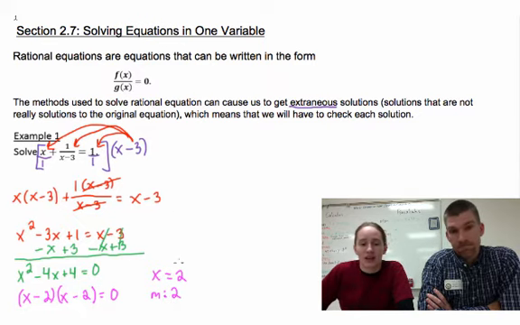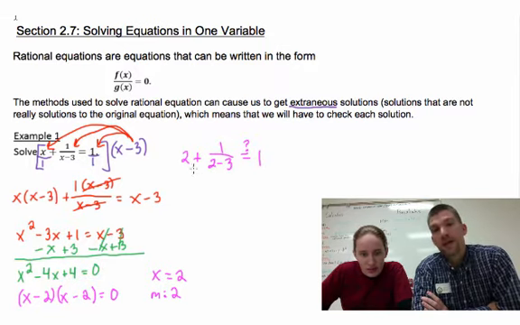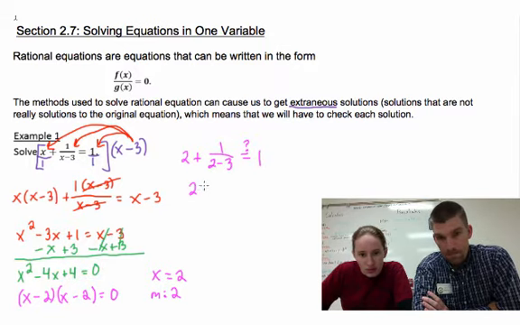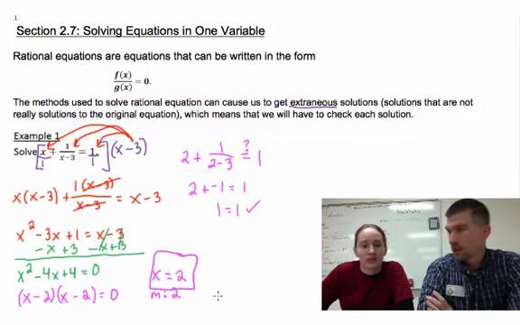Okay, so what we need to do is go back and check this to see if it really is a solution in our original equation. So we plug in a 2 everywhere that x was. We want to know if it's actually equal. That's what we're trying to figure out. So just work this out real quick. 1 over 2 minus 3 is -1. Right, so 2 plus a -1 is 1. So that means that x equals 2 really is an answer.